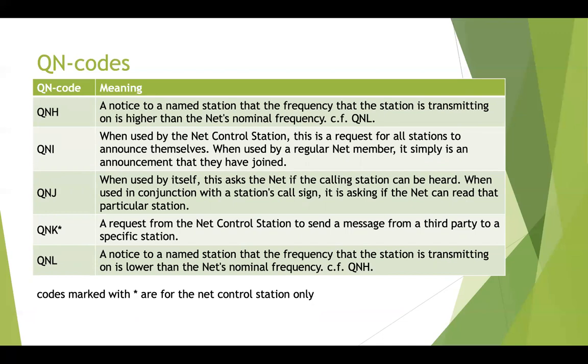QNK would be a request from net control to send a message from a third party to a specific station. And QNL would be a notice to the station that the frequency they're transmitting on is lower. We talked about that in context with QNH, higher and lower.